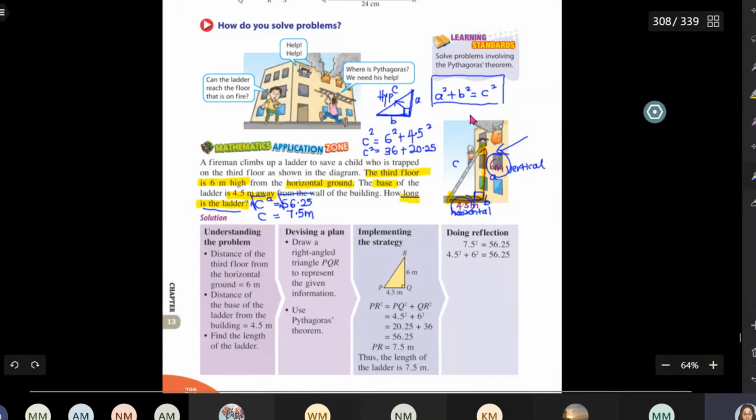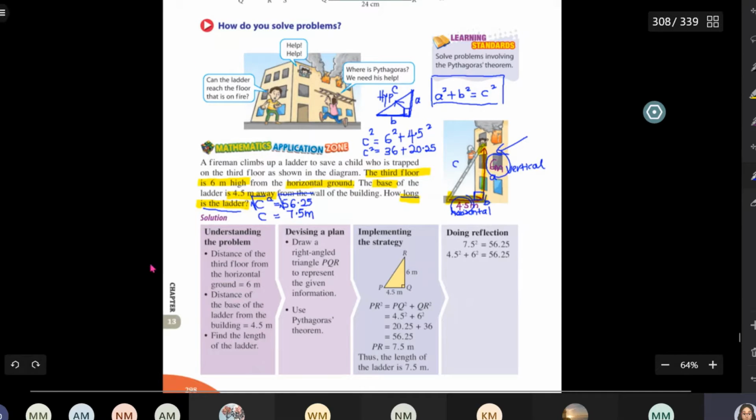So when you actually put this into this formula, or into this theorem, you should know that this is C square. C square artinya kita belum nak cari ladder lagi, sebab ladder ni is given by C, not by C square. So that is the process where here we actually square root the whole thing. You square root the whole answer, where it will give you 7.5 meter.